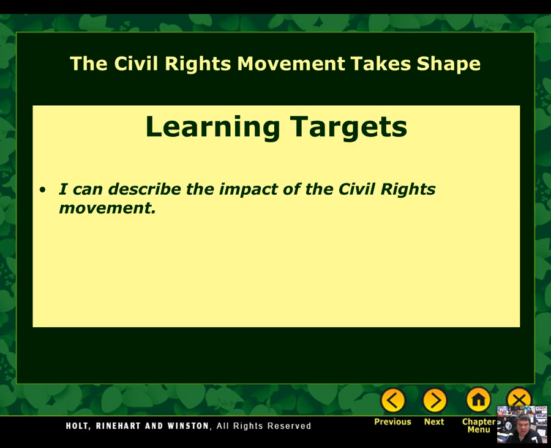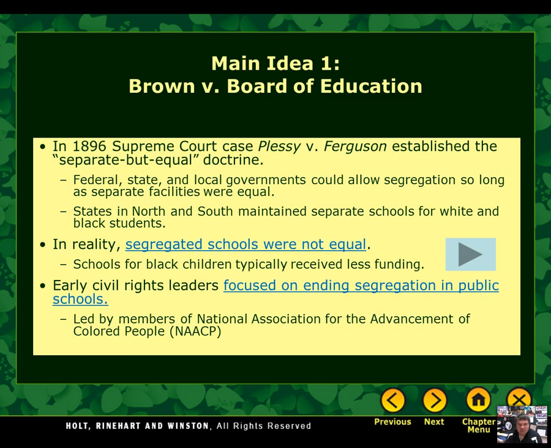Mr. Peoples here to talk about how the civil rights movement starts to take shape in America after World War II. Your learning target for this is I can describe the impact of the civil rights movement. We're going to go all the way back to the beginning of the year when we started talking about the Civil War. And after the Civil War, there was a period of time known as Reconstruction.